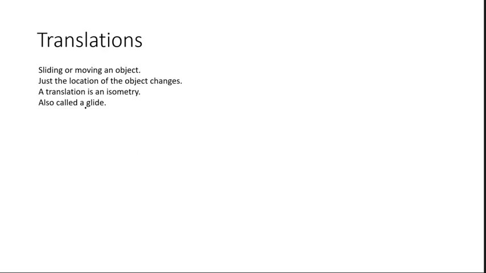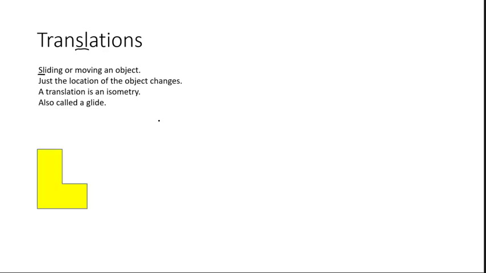And a way to remember this, by the way, kind of a dumb way to remember, but it might be helpful, is the SL in translations. That is the sliding, SL, in the word sliding. So that may be helpful for some of you to remember that a translation is the sliding or moving or gliding of an object.